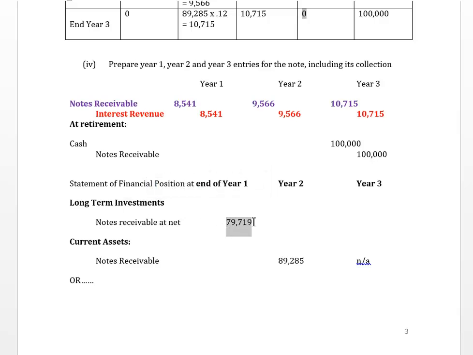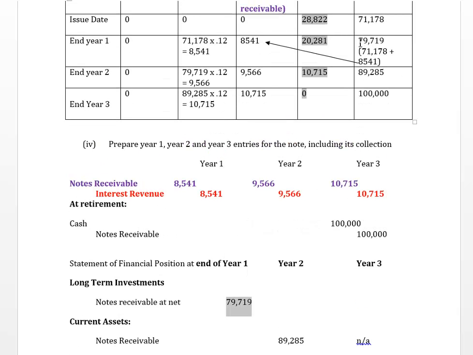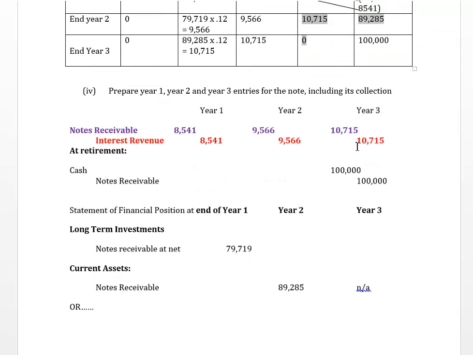So we're going to show the receivable, note receivable at net, $79,719, which is exactly what we would have at the end of year 1, according to our table. At the end of year 2, we're going to show it at $89,285, but notice it's not in the long-term investment section. Now it's in the current asset section, because at the end of year 2, it's going to be retired at the end of year 3 when SAD pays GLE back. So therefore, the note is only going to be outstanding at the end of year 2 for an additional year. So therefore, by definition, it's current. So we show it at net. I should have just put at net here. Okay. And that will bring us to the end of year 2.